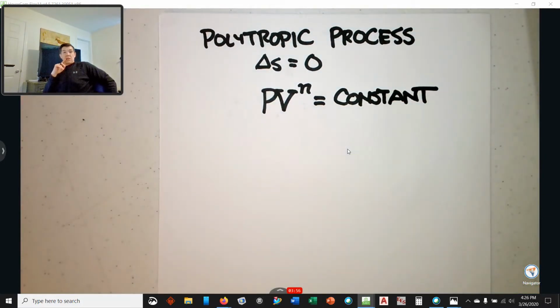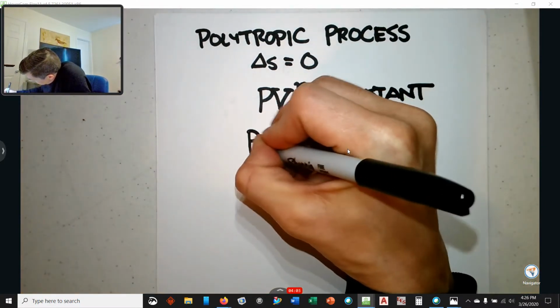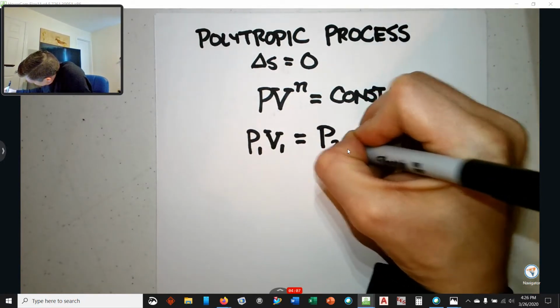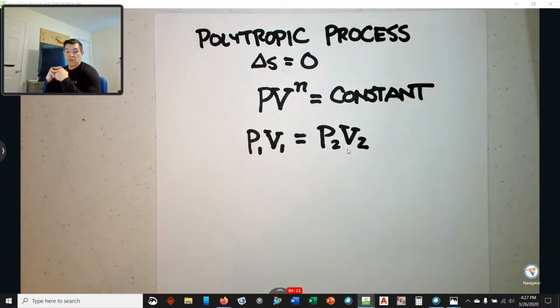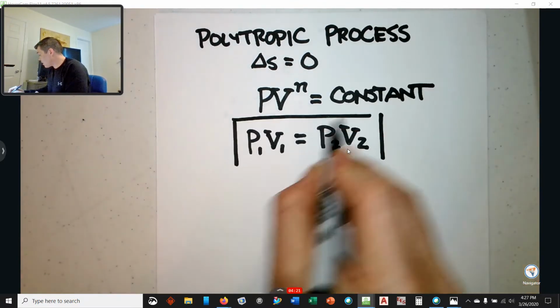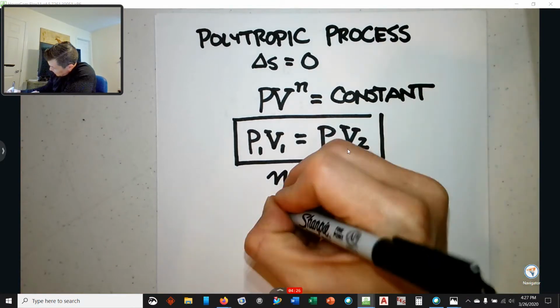As an example, the easiest case is when n equals 1, what we have is P1V1 equals P2V2. And so this is for an isothermal expansion or compression of an ideal gas. So for n equals 1, it's isothermal.